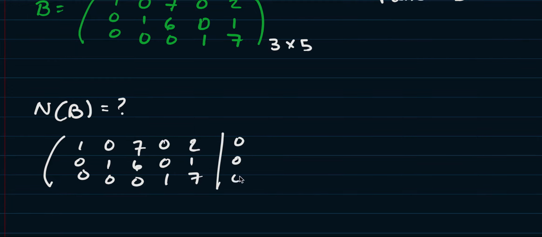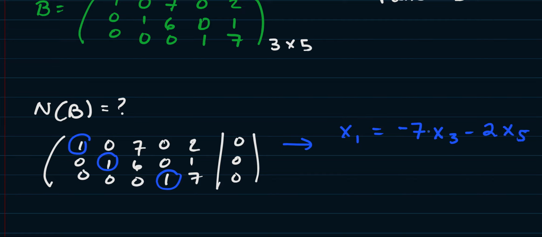Row of zeros here. Okay, it's already in reduced row echelon form, so I just look at this and I can see that if I solve for the pivots, I get that x1 is equal to negative 7x3 minus 2x5. x2 is negative 6x3 minus x5. And then x4 is equal to negative 7x5.